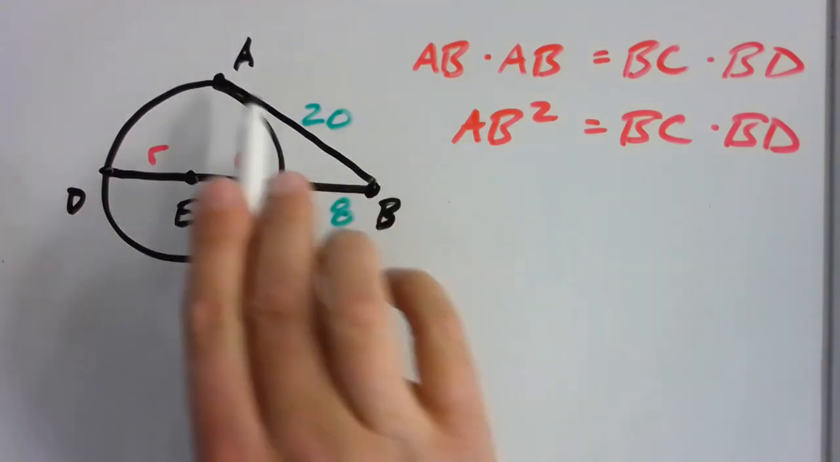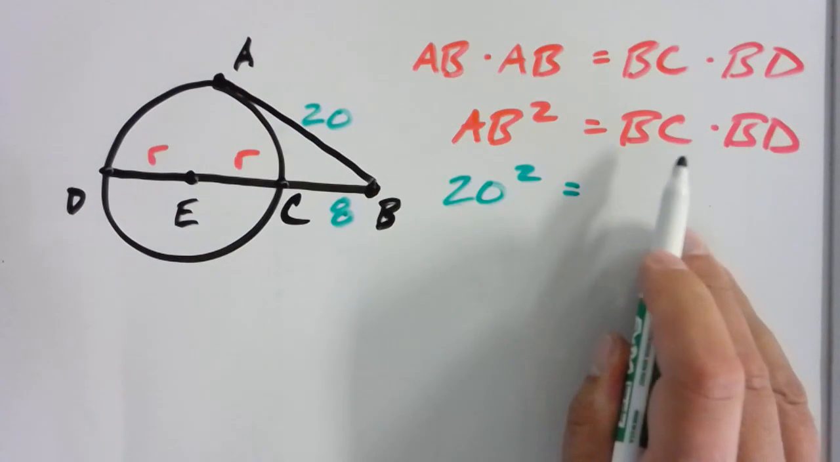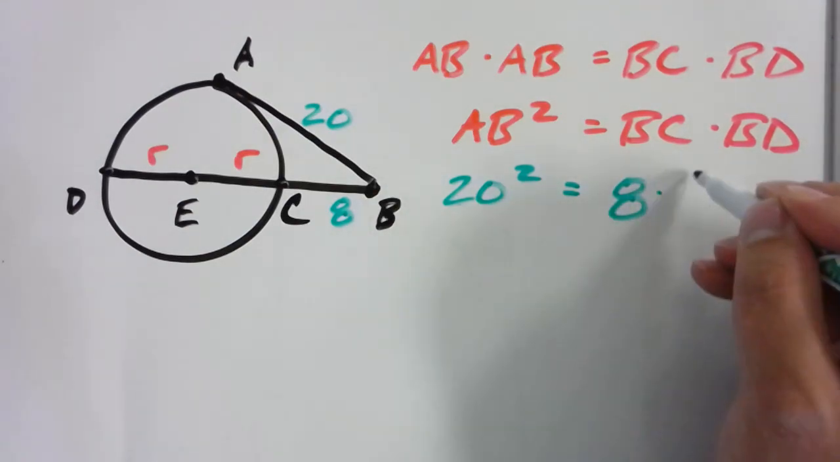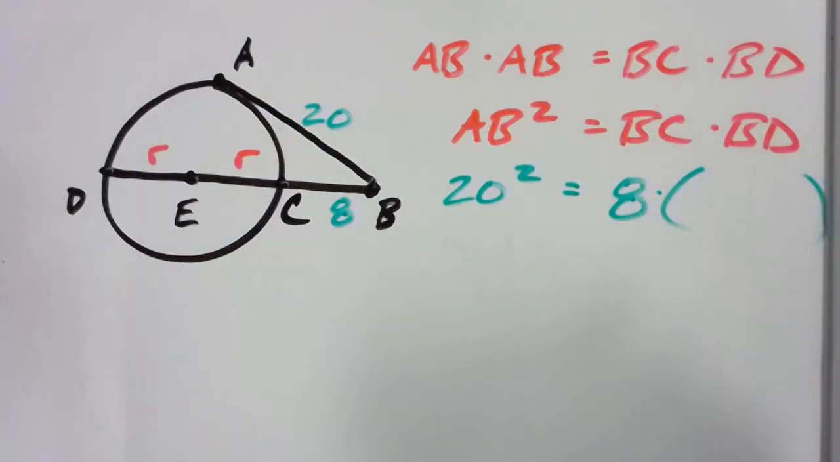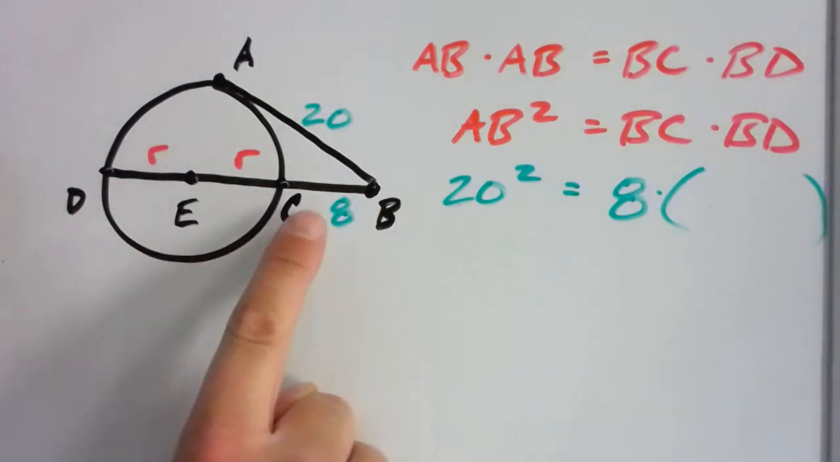All right, well, AB is simply 20, so I'm going to have 20 squared here on the left. BC, the outside piece of the second segment, is simply 8. And then B to D, this is where I've got something I have to deal with. For the entire length of B to D, I have to add up each of these three pieces. So I'm going to have R plus 8.